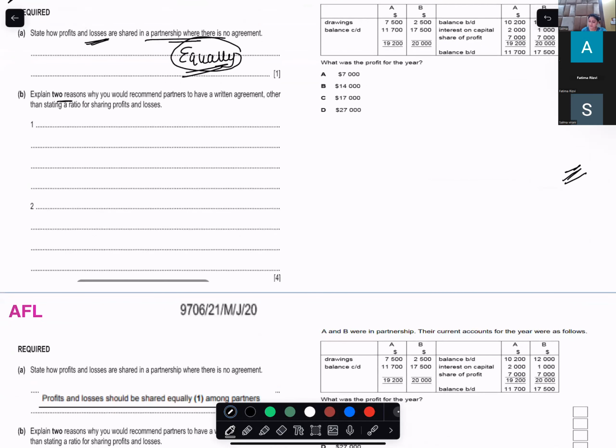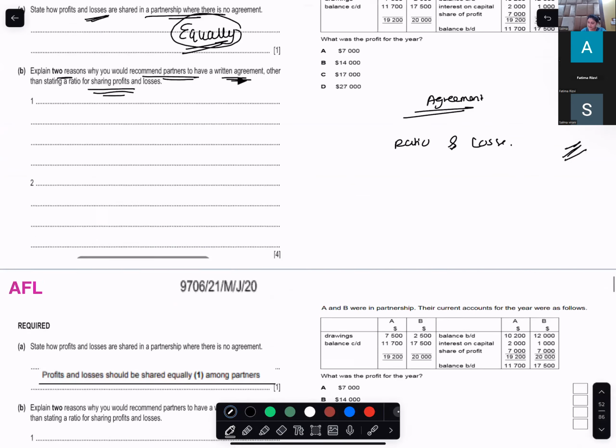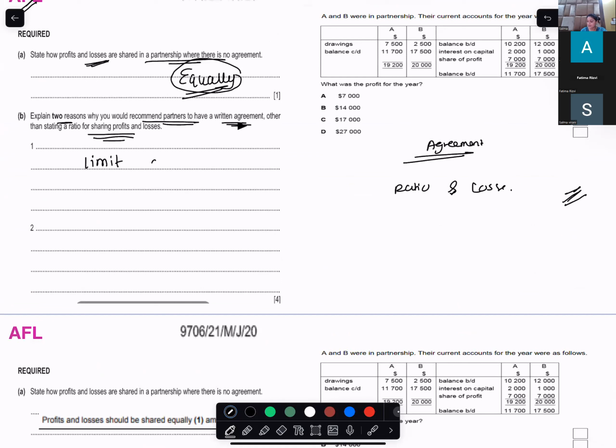Yes. There are two reasons why you recommend the partners to have a written agreement. Other than limit the ratio of profits and losses. That means in the agreement, you are definitely going to state the ratio of profits and losses. Other than stating this, what could be the other reasons why you want a written agreement? Yeah, to limit the amount of drawings for each partner, and to avoid misunderstanding in the future. To limit amount of drawings.